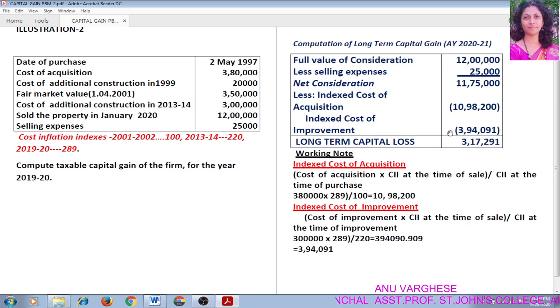When we deduct indexed cost of acquisition and indexed cost of improvement from net consideration, we are getting 3,17,291, that is long-term capital loss.